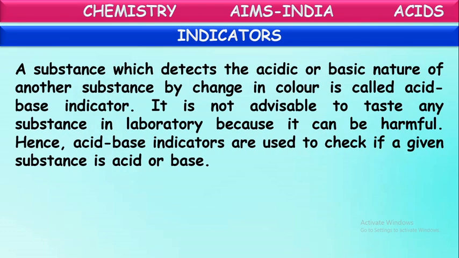A substance which detects the acidic or basic nature of another substance by change in color is called an acid base indicator. Some chemical substances can identify other substances by changing color, whether they are acids or bases. Such kinds of substances are called acid base indicators.